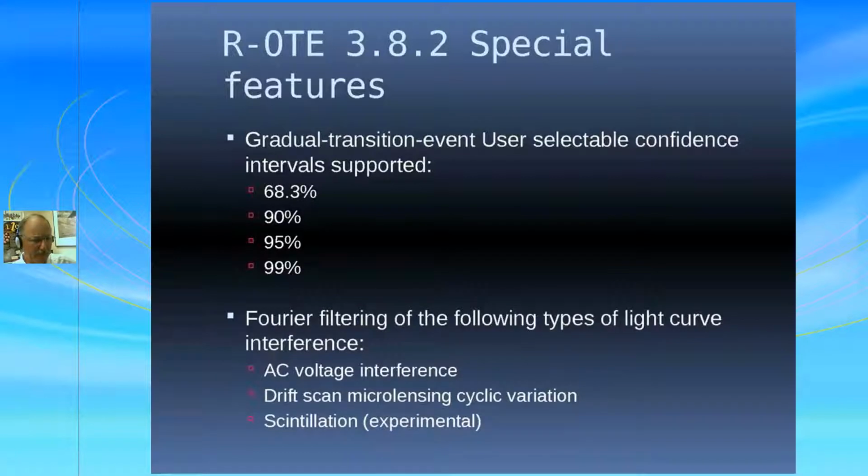And then another feature, which is new and experimental in a lot of respects, is Fourier filtering of 3 different types of light curve interference. You can have AC voltage interference, I'll show an example of that. You can have drift scan, microlensing, cyclical variation, I'll show an example of that. And then scintillation from atmospheric turbulence, and I'll show that one.